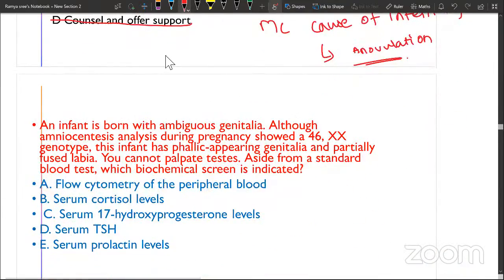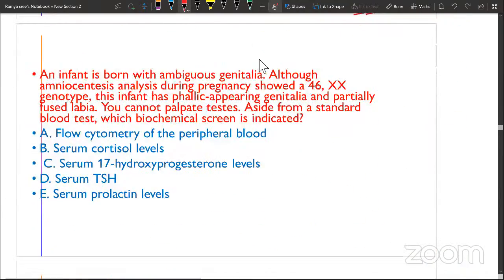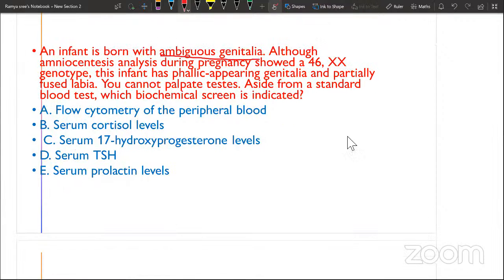An infant is born with ambiguous genitalia. Although amniocentesis analysis during pregnancy showed a 46XX genotype, the infant has phallic appearing genitalia, partially fused labia. You cannot palpate testis. Aside from a standard blood test, which biochemical screen is indicated?